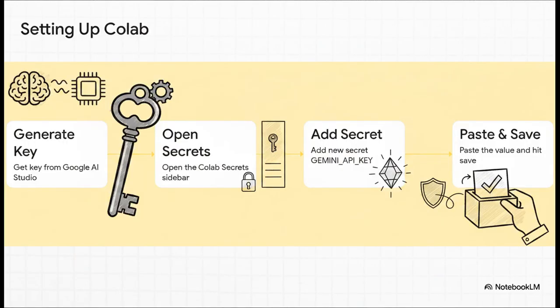So how do we actually handle this key securely in a cloud environment like Google Colab? The exact UI process is super straightforward. First, you generate your unique key over in Google AI Studio. Second, you hop back into Colab and open the secret sidebar. It usually looks like a little key icon right there on the left-hand menu. Third, you add a new secret and give it a really clear name, something like Gemini_API_key. Finally, you paste your secure value in there and just hit save. By setting it up this way, your script can securely grab that VIP pass in the background without ever exposing the actual letters and numbers in your visible, shareable code.